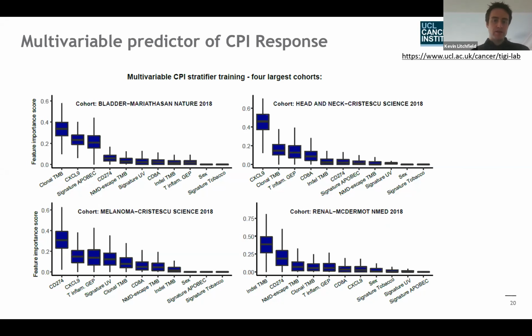And then there was some variation based on the histology or the biology of each tumor type. Things like APOBEC, that's more active in bladder cancer, was weighted higher in those samples, whereas things like UV mutations came up more important in the melanoma cohorts.